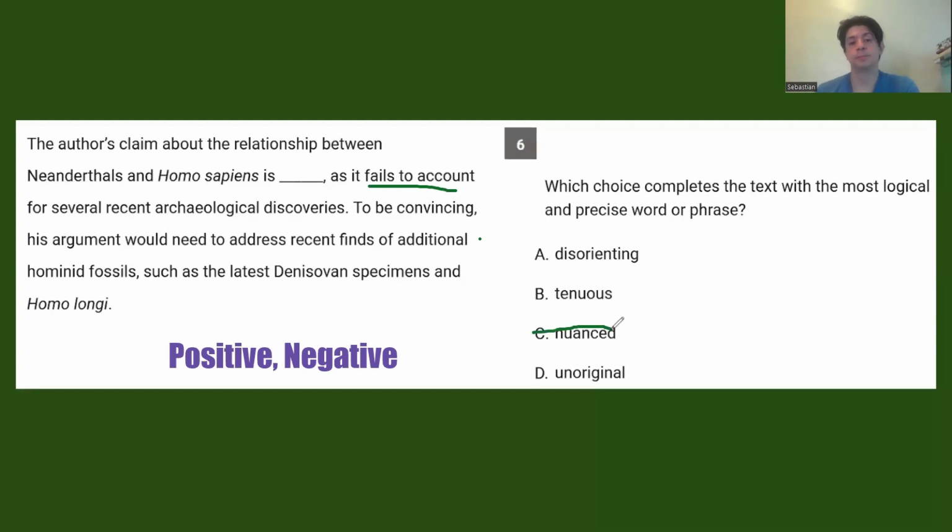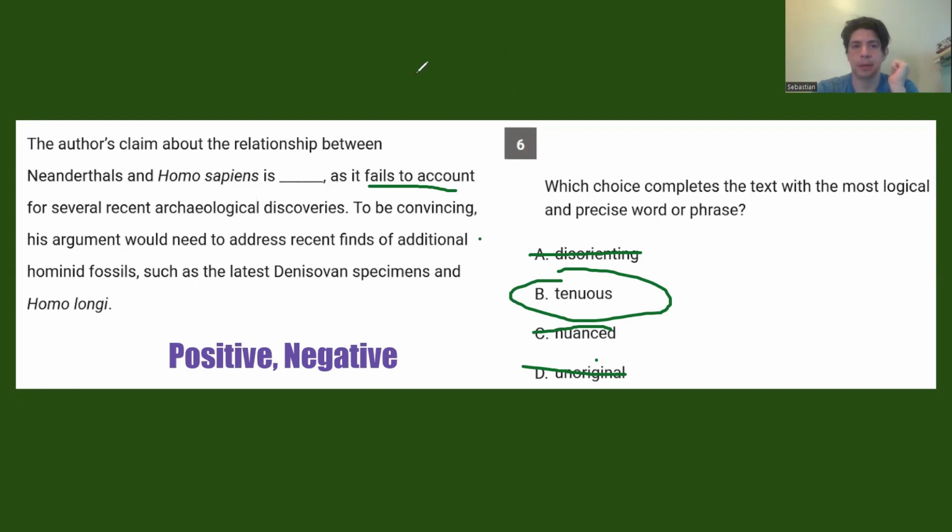Okay. And now let's see how specific we can get. We don't talk about him copying someone's claim or his claim not being new. So it's not going to be unoriginal. And we don't talk about it being confusing. So it's not disorienting. Tenuous means it's not fully gripped, right? It's sort of like on the edge. And that would be this one, right? Because it's not fully convincing.